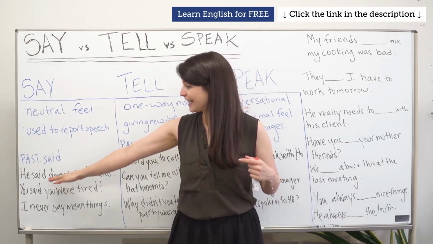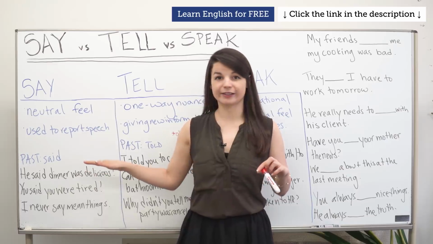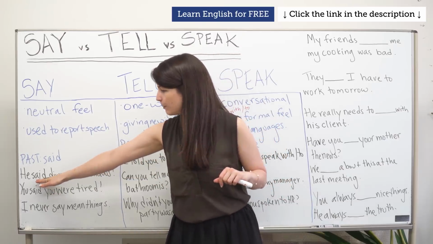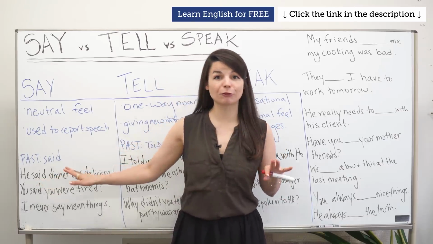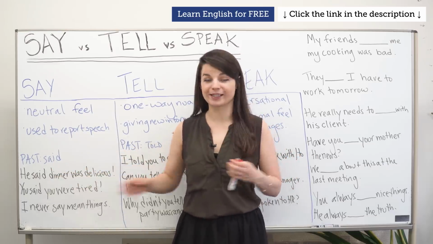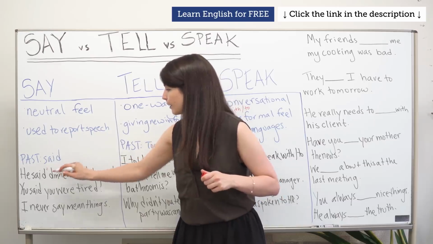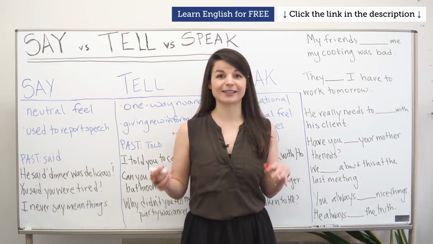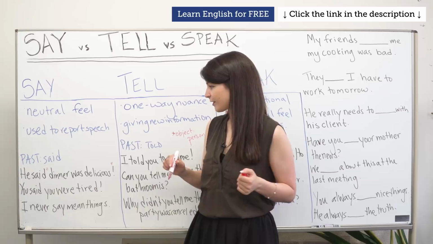For example, he said dinner was delicious. This is a past tense statement, so maybe previously, before the conversation, someone, he, said this statement, dinner was delicious. Think of this like a quote. Dinner was delicious. He said dinner was delicious.